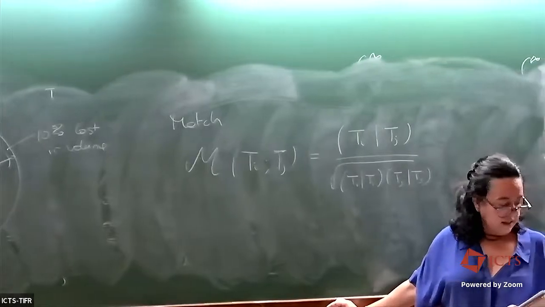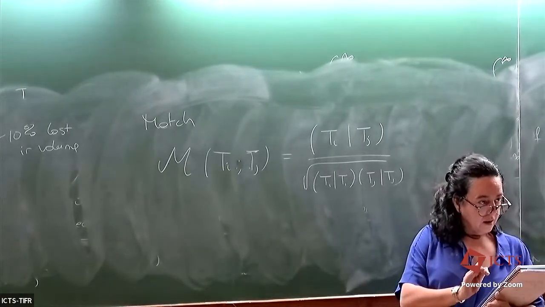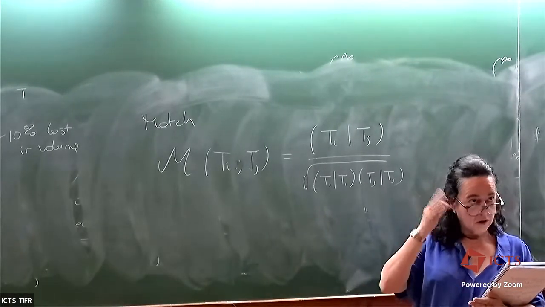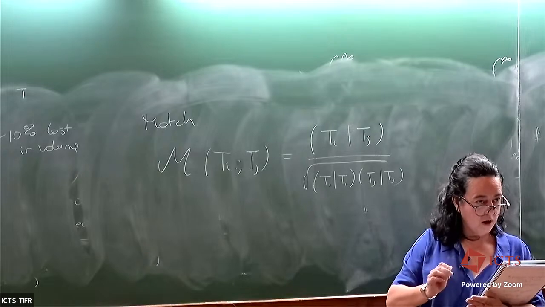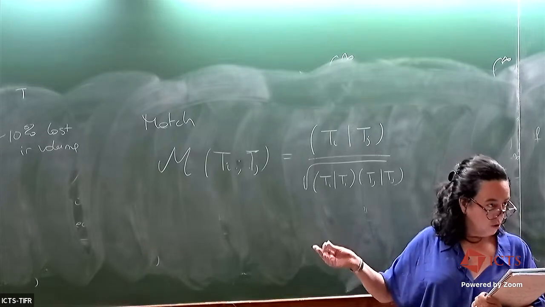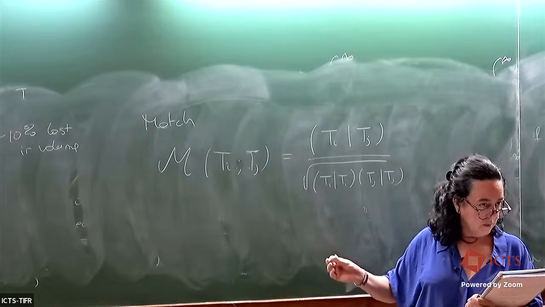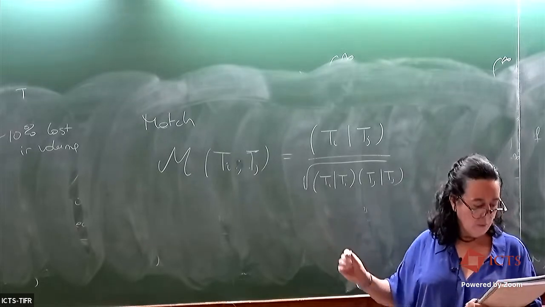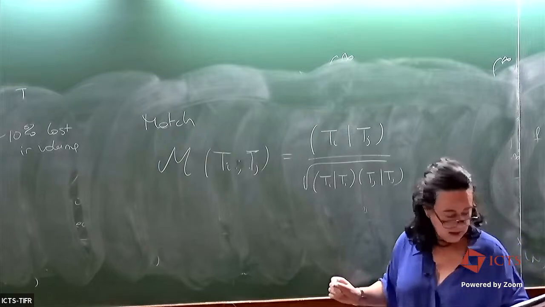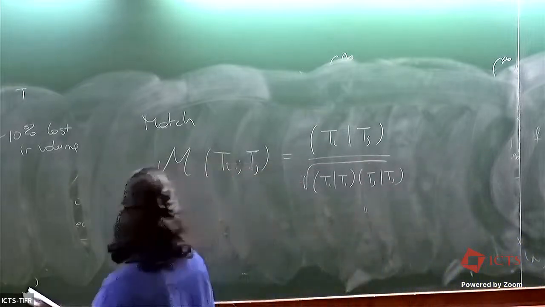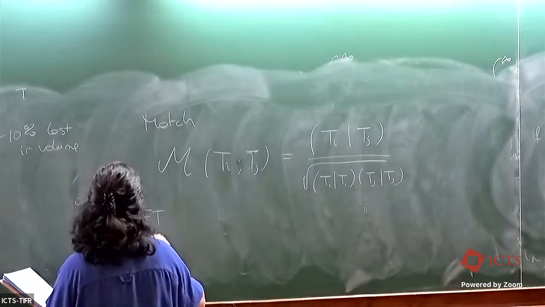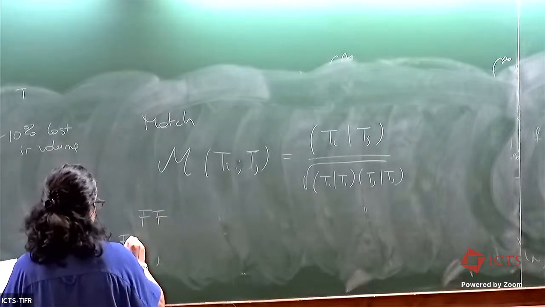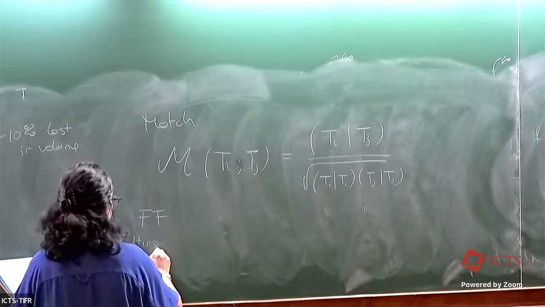So basically, this is going to be a quantity, ignoring the sign, between 0 and 1. And if it's close to 1, it means that these two templates are the same, modulus amplitude. But it tells me how much they differ. And another quantity that is very important are the so-called fitting factors.